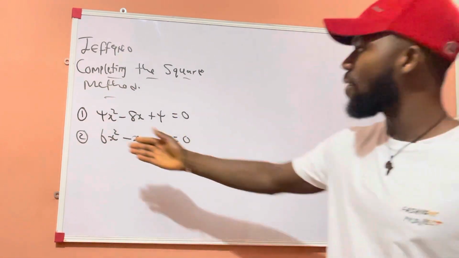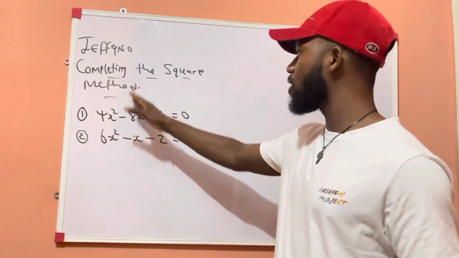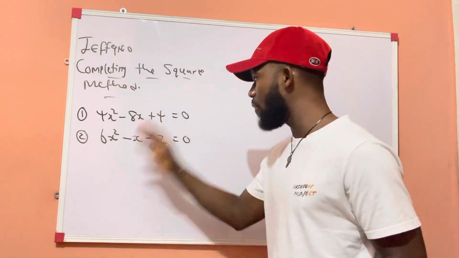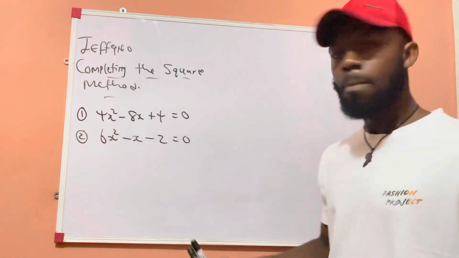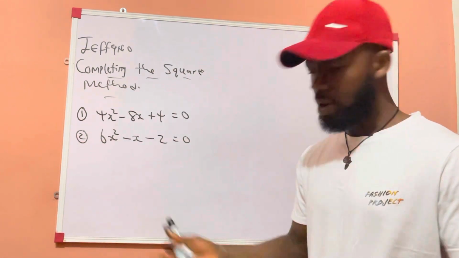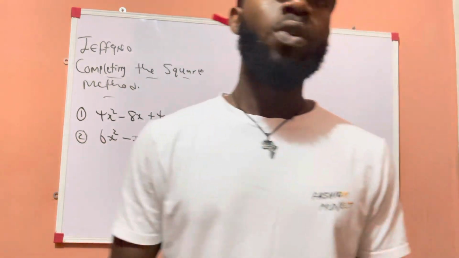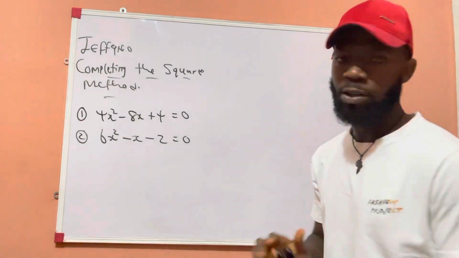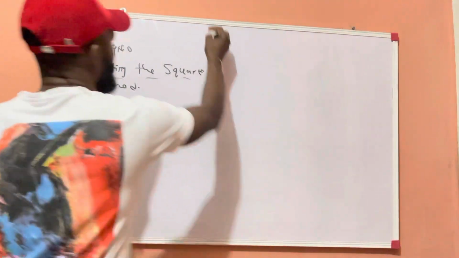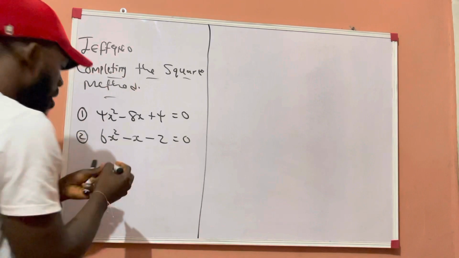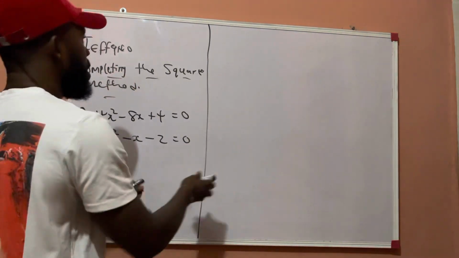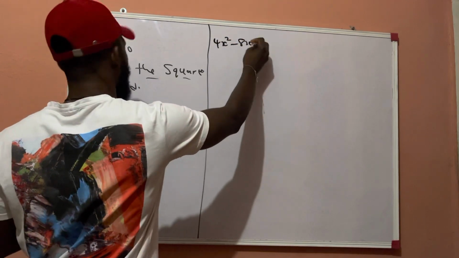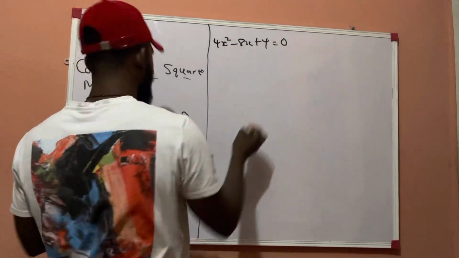Now, the first question we have is find the roots of 4x squared minus 8x plus 4 equal to 0. And the second question we have is find the roots of 6x squared minus x minus 2 equal to 0. Now, how do we begin solving quadratic equations using completing the square method? First, now let us see. The question says 4x squared minus 8x plus 4 equal to 0.